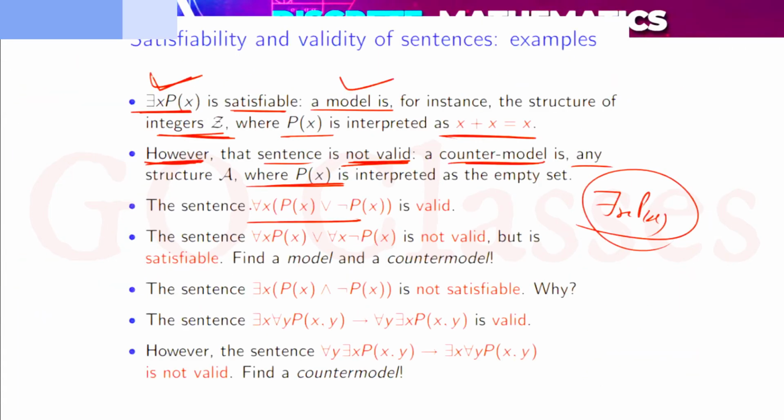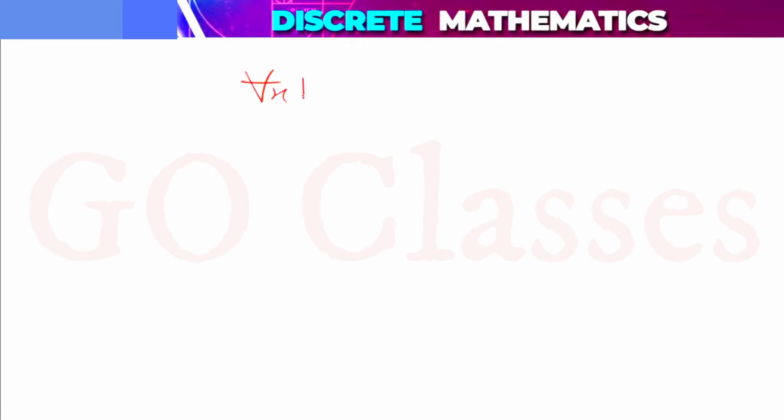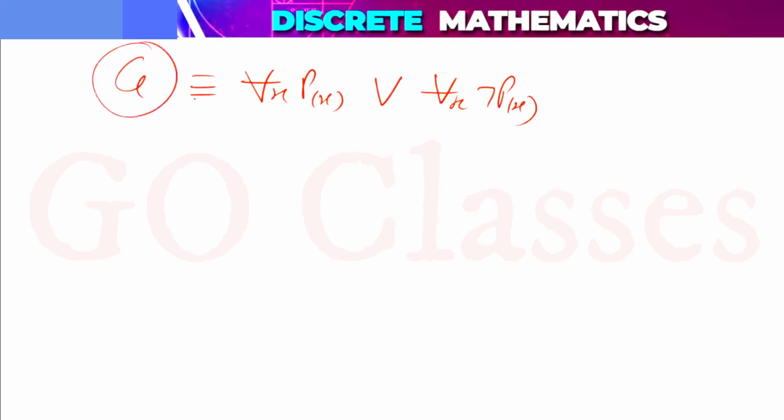Let's see the next point. Let's see this formula. Tell me this sentence: for all x P(x) or for all x negation P(x). This is our formula. Tell me what is this? Satisfiable, valid, what is this? Formula G.